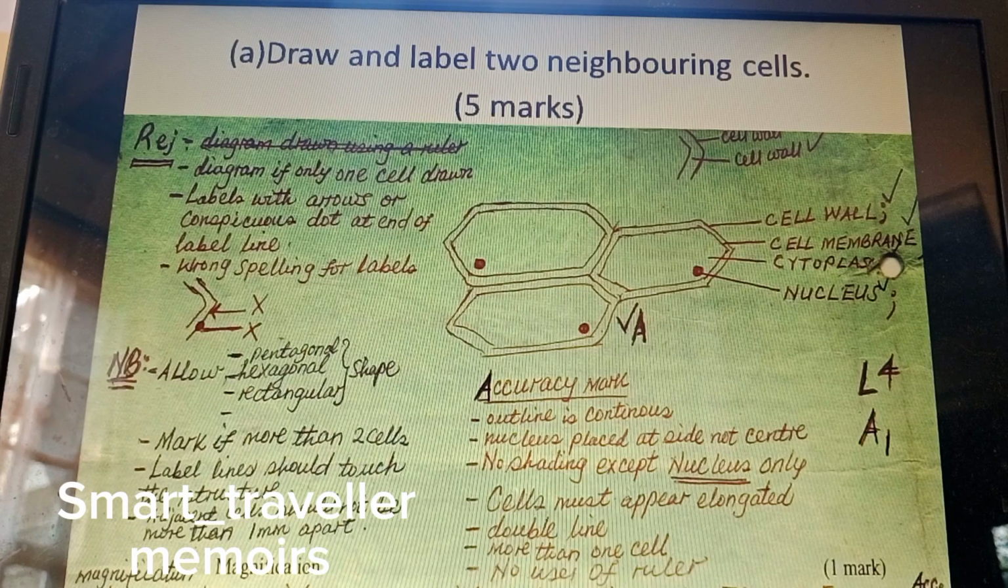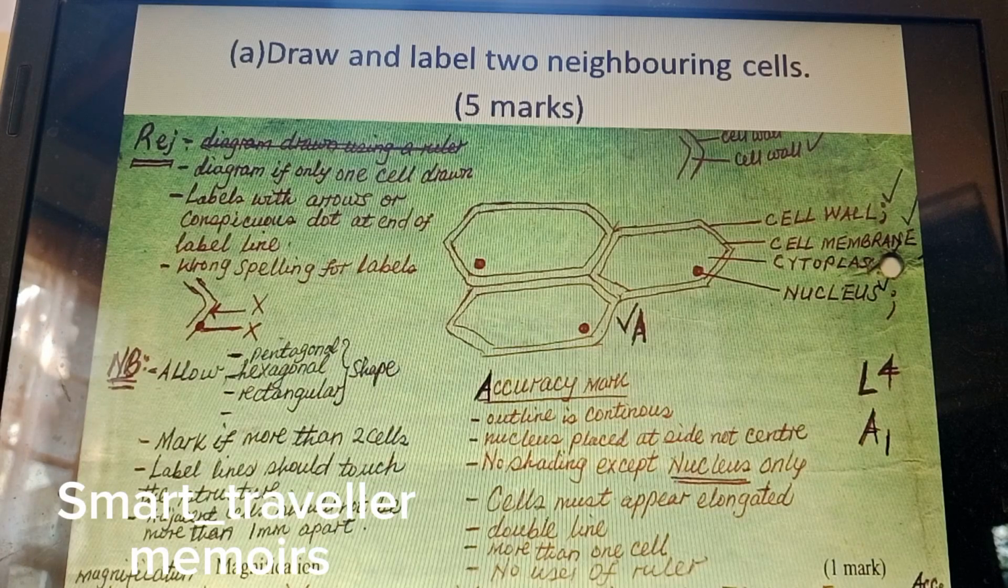After discussing the marking scheme, the senior examiners came with that final product. You can also see what was being rejected, which is in red. Reject the diagram if only one cell is drawn, so everything could not be marked. Reject also labels with arrows or conspicuous dots at the end of the label line. So the label line should have been complete. And again, reject wrong spellings for labels.